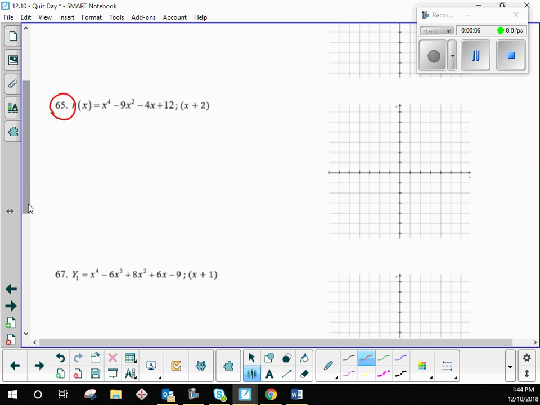Okay, so step one is end behavior. This is even degree. A is positive. What is the end behavior? Up, up, right? Just like x squared is up, up. So is x to the fourth.